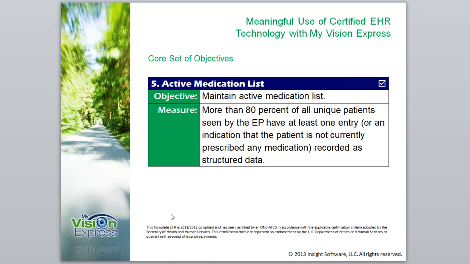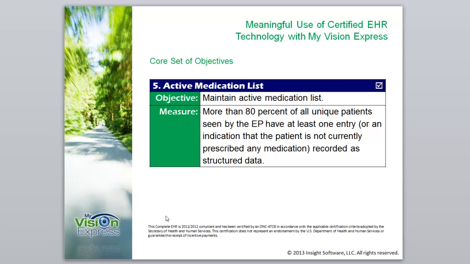The next objective is active medication list. So this is very similar to the problem list. The objective is maintaining an active medication list. The measurement is more than 80% of all unique patients seen by the EP that have at least one entry or an indication that the patient is not currently prescribed any medication recorded as structured data.